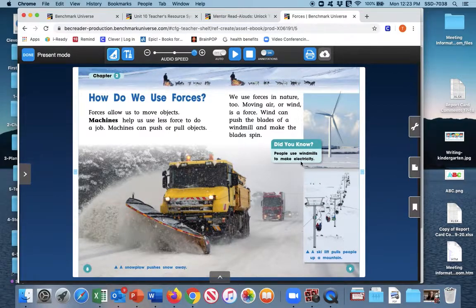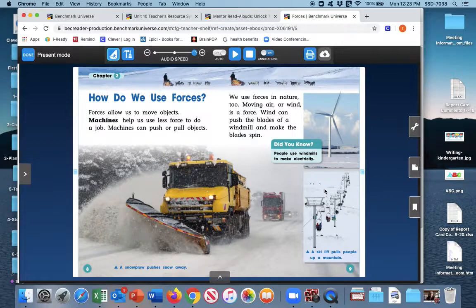People use windmills to make electricity. So here we have windmills and we have these machines that are being used in order to help other things that are heavier to move. So that is our short lesson on the text evidence questions.